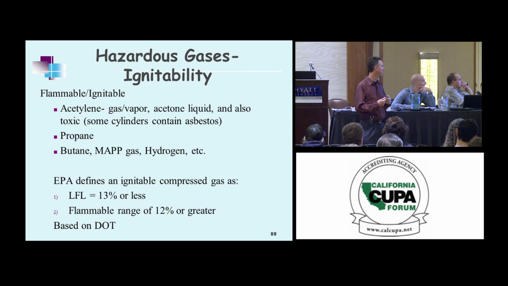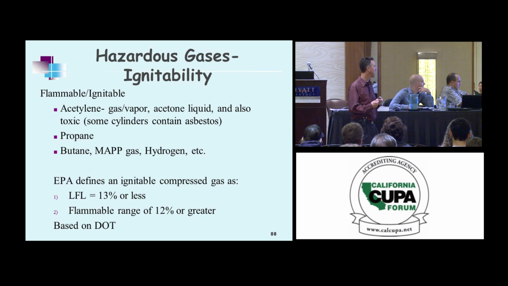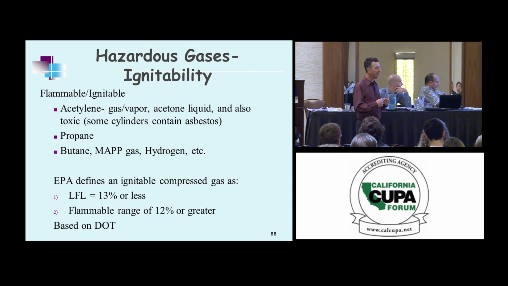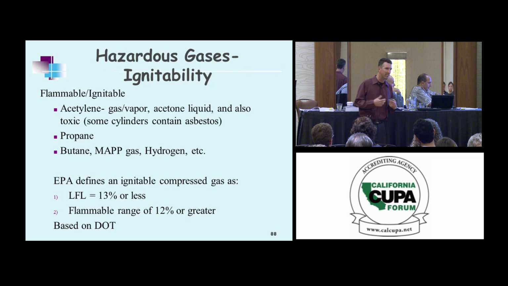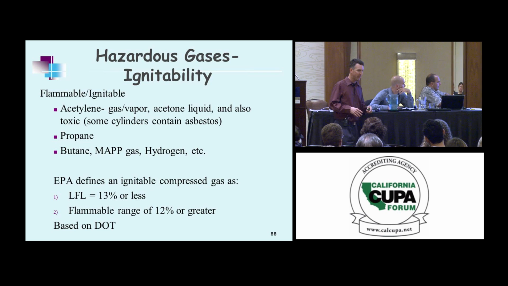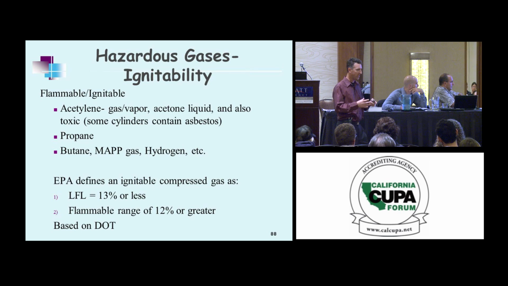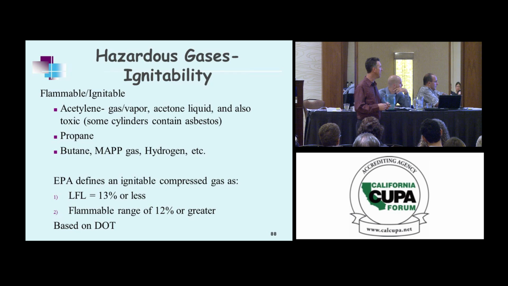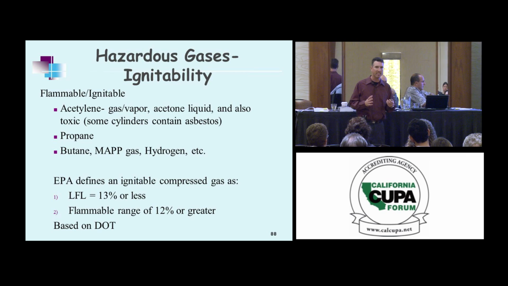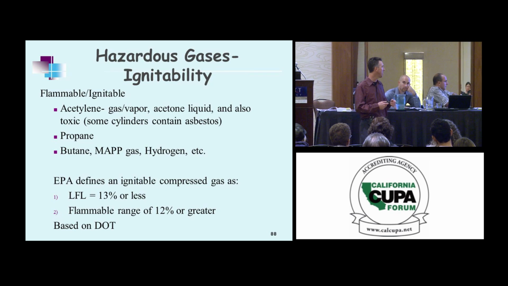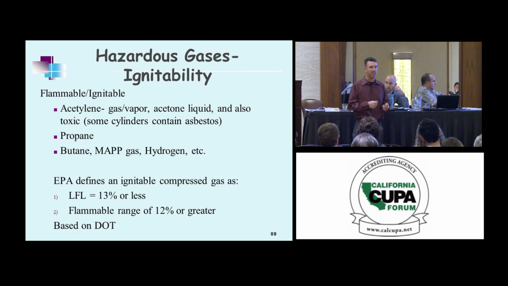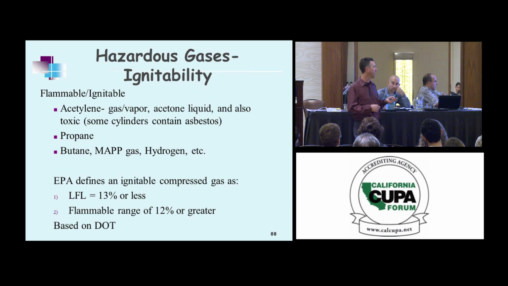Flammables, here's what I found going through my site with all these compressed gases. Acetylene: even after the acetylene's gone, you still have acetone and a fibrous or concrete core structure in there to keep the acetylene stable. So you might have acetone left in there. And then some of the older cylinders contain asbestos. So they pose their own issues for compressed gases.